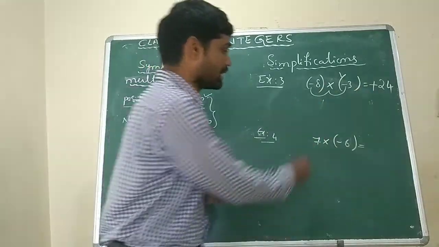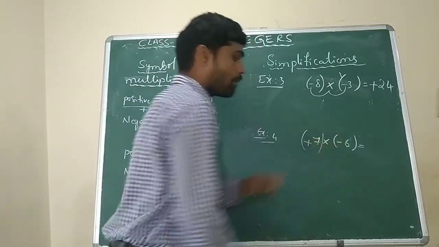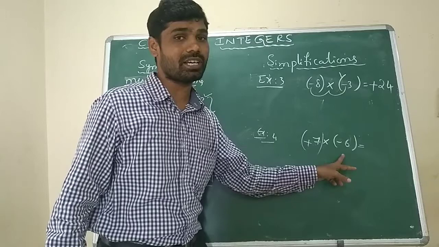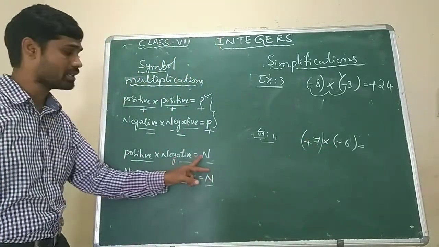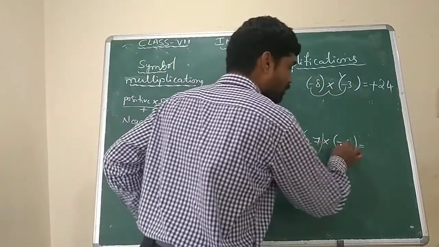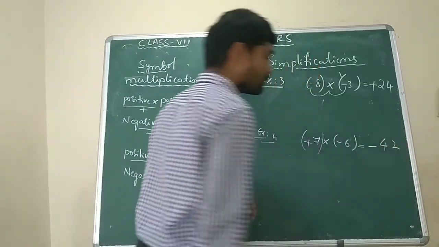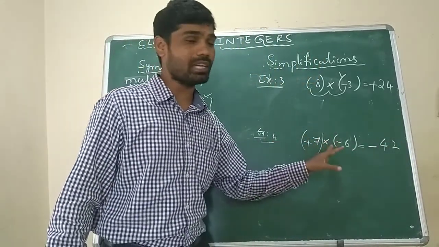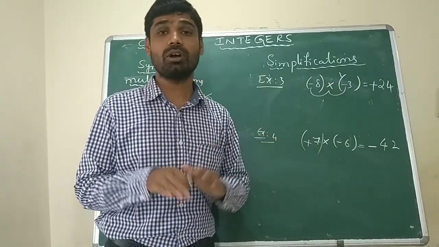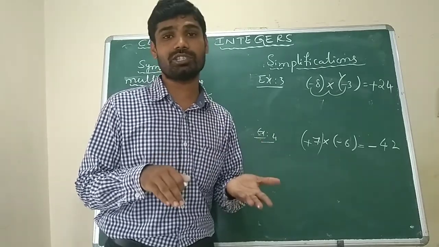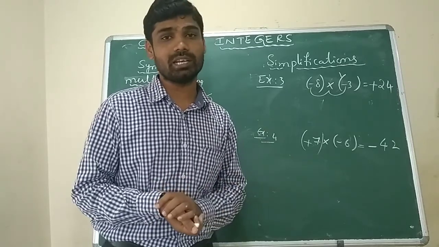Now let us see 7 into minus 6. 7 is nothing but plus. So one positive integer and one negative integer. The product of positive and negative, we know very well, will be negative. So plus into minus is minus, and 7 sixes are 42. So here you understand that positive into negative, answer is negative. Product of two positives is always positive. Product of two negatives is always positive. Product of positive and negative or negative and positive will be negative.